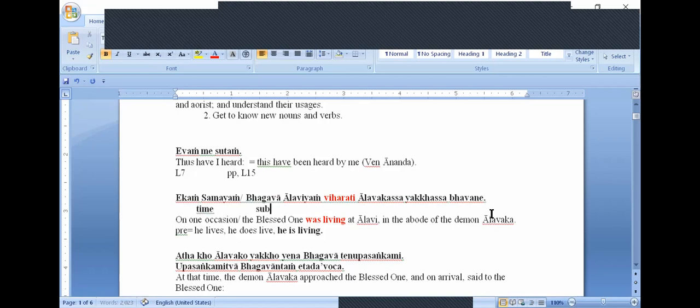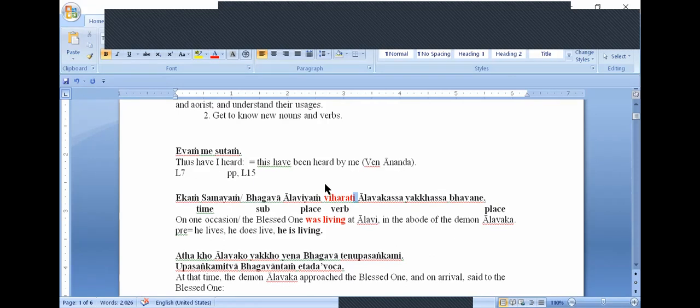So subject is the blessed one. He was living at Alaviyam. Alaviyam is a feminine one, so it's a place here. So it's a verb. He was living. So all these are genitive, right? So this is also the place. Okay, locative case. In the abode of the demon, yakkha called Alavaka.